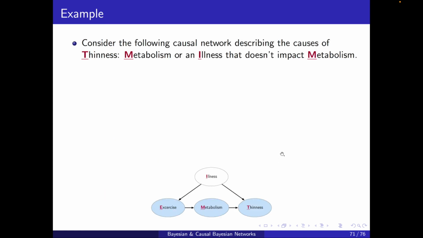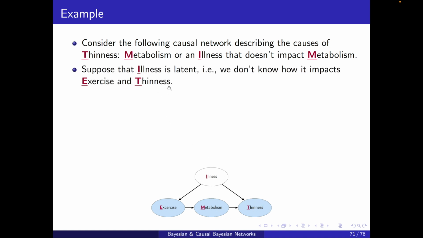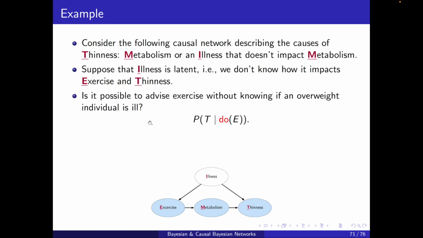Okay, great. One other example, we have the following causal network describing the causes of thinness, metabolism, or an illness here. And the illness is not causing the metabolism. So it's a specific type of illness. Suppose that illness is latent. We don't know how it impacts exercise and thinness. It could be a new type of illness. Now the question is, is it possible to advise exercise without knowing if an overweight individual is ill?